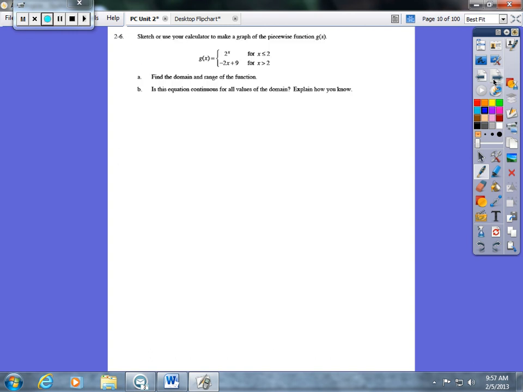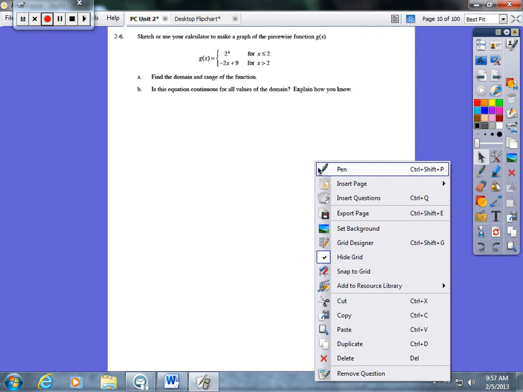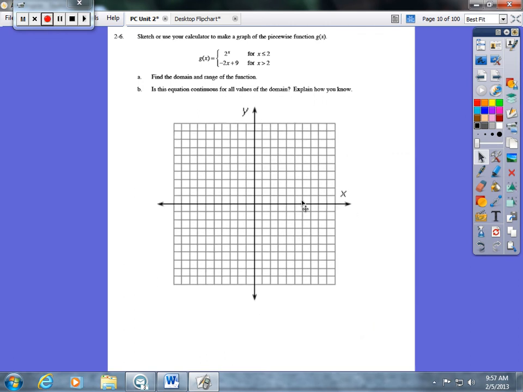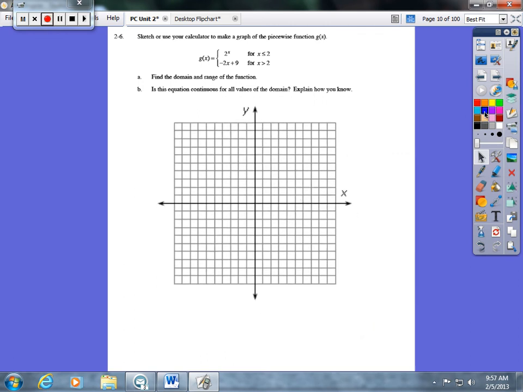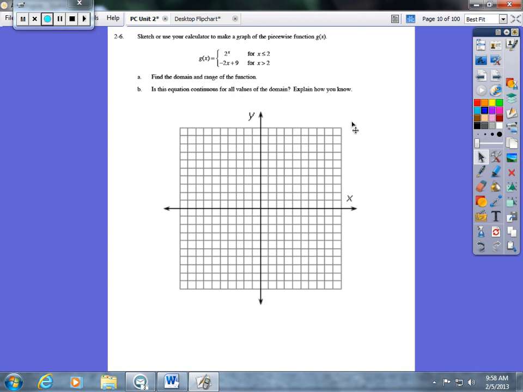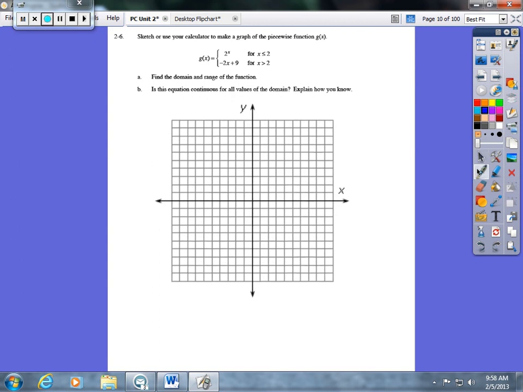And that's for section 2.1.2. Sketch or use your calculator to make a graph of this piecewise function. So again, we're right back to the same as before. Let me get a grid here. Find the domain and range of the function. Is the equation continuous for all values in the domain? So 2 to the x when x is less than or equal to 2. Again, you can use a table if you'd like to. I have no preference. You can make a table, start at 2, 3, 4, 5, whatever.